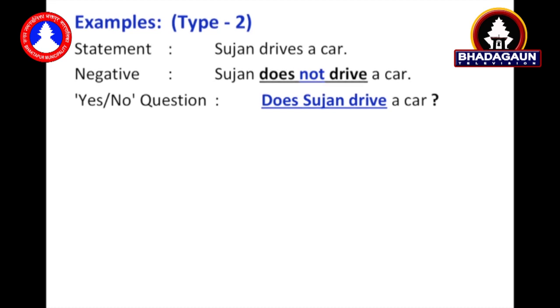If there is no auxiliary verb in the given statement, we should take help of the do verb. Now drives is V5, so we take the V5 form of the do verb, that is does. So its negative is Sujan does not drive a car, and its question again uses does: does Sujan drive a car? Let's take another similar example. The statement is boys play games.